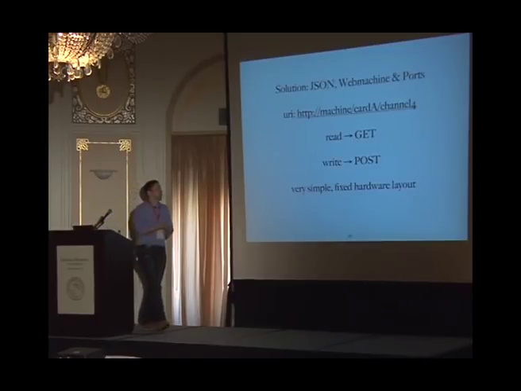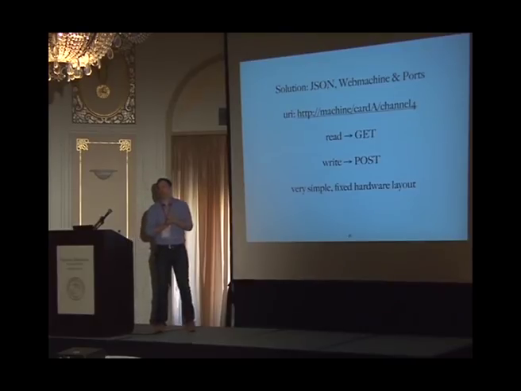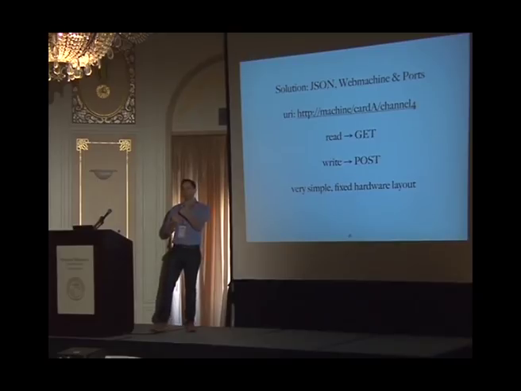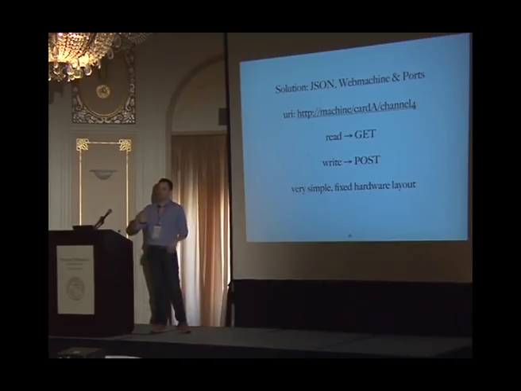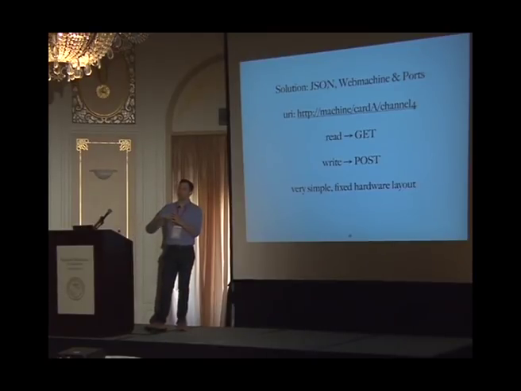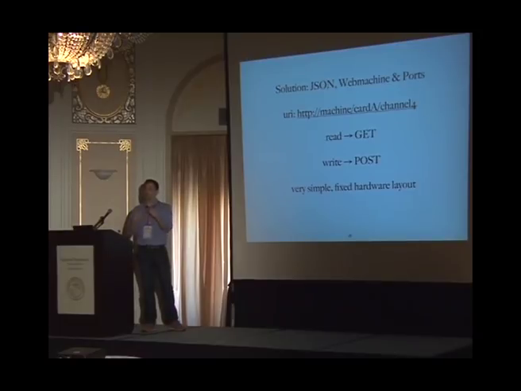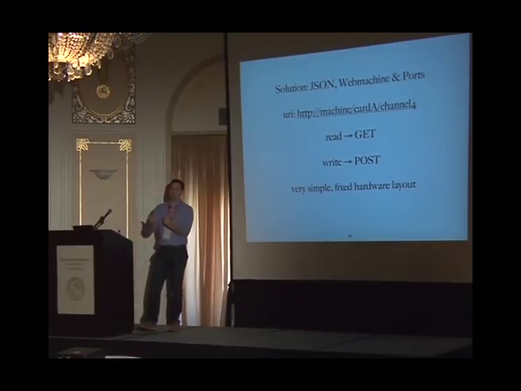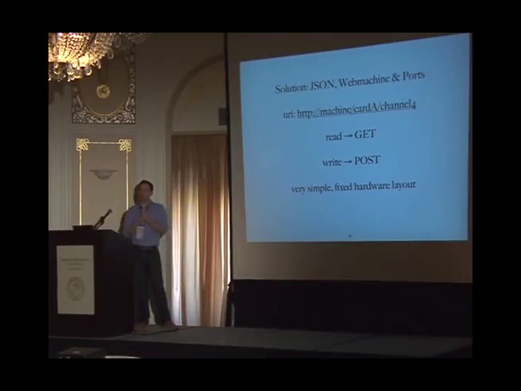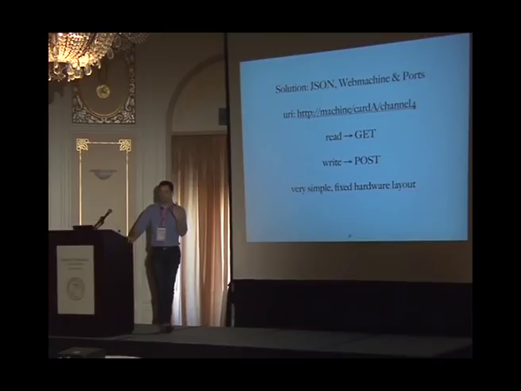So what I ended up doing was basically using Webmachine and ports. Each one of those channels was mapped to a unique URI in the web server. If you wanted to get the value of a particular channel, you would simply issue a GET request on that particular URI, and you'd get back a JSON formatted document. If you wanted to change the value of something or write to a particular register, you would POST to that same URI, and you'd get back a JSON formatted response. It worked extremely well, and the nice thing was you got a very simple fixed layout for the hardware, because you have 4 cards and 24 channels per card, which was great.